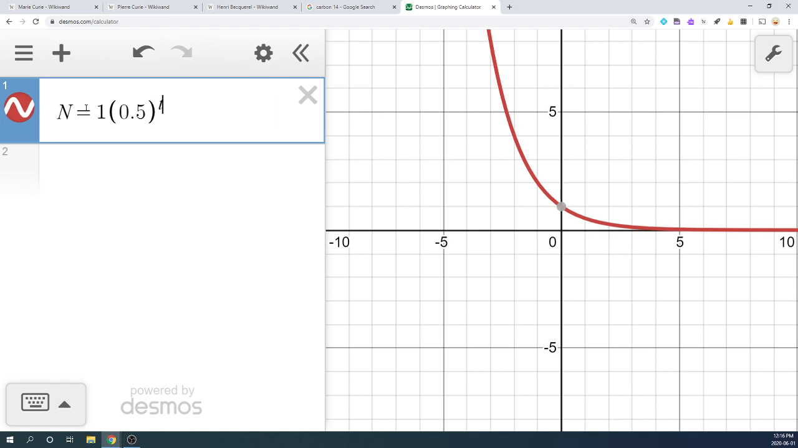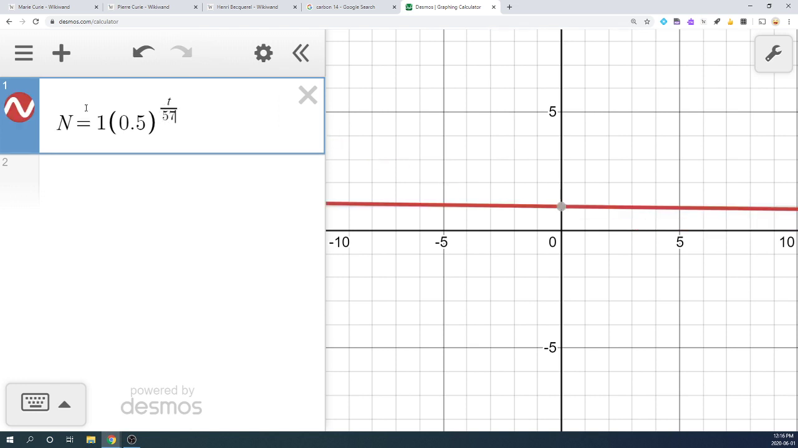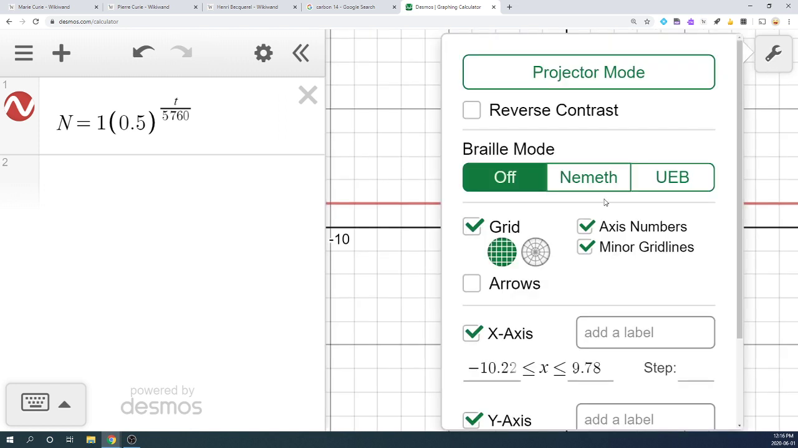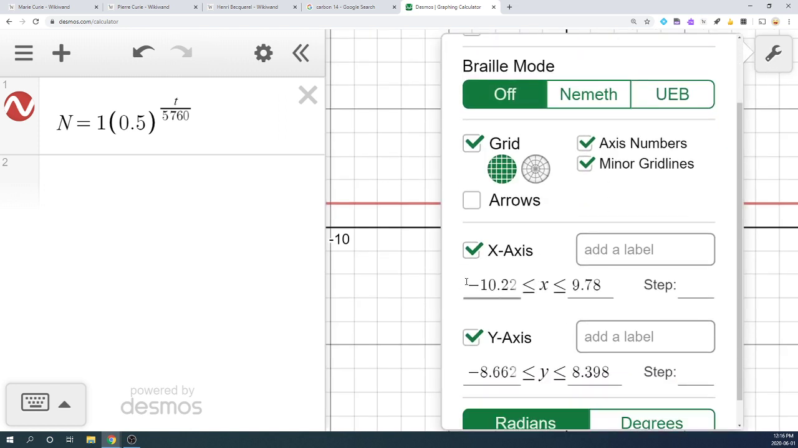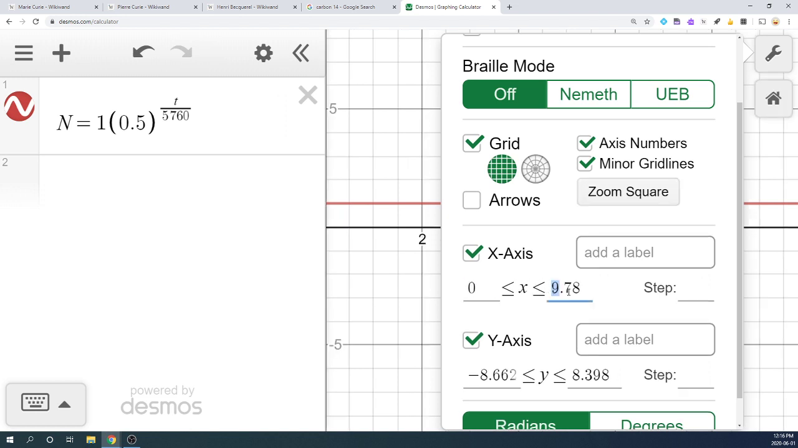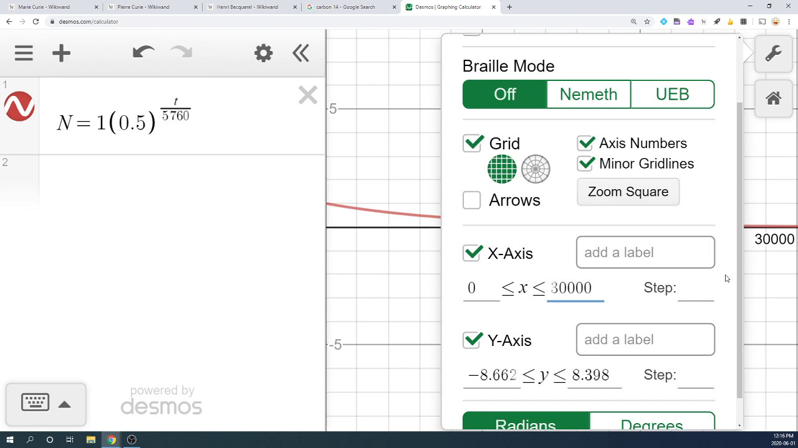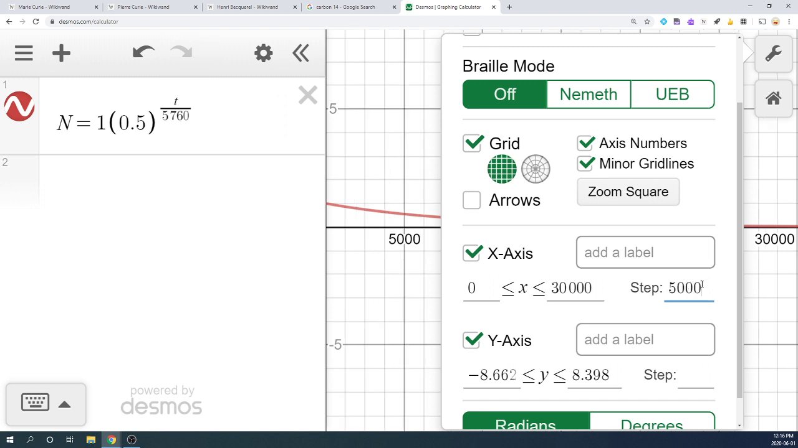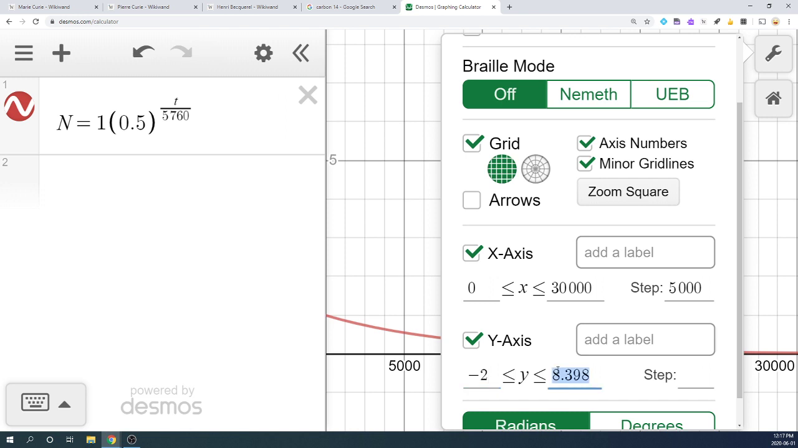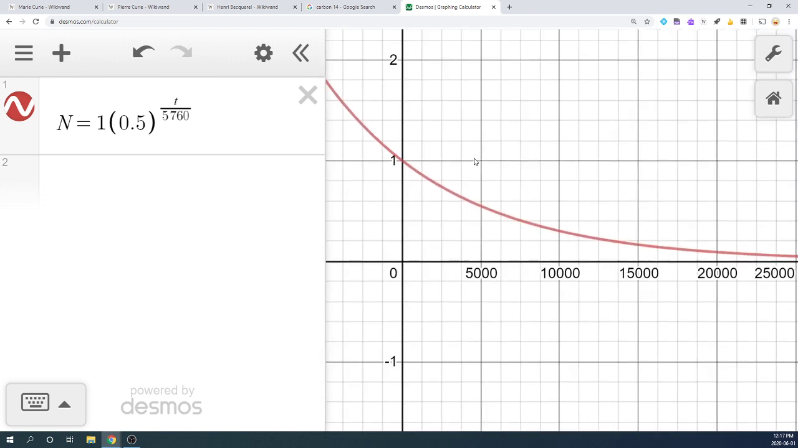So 0.5 raised to the power of T over 5,760. So we got to change our scale a little bit. It's going to take a long time, and that's actually on the x-axis, and it's going to take thousands and thousands of years. So let's actually say 30,000 years, and we'll go up by 5,000, and we'll say the axis is -2. Doesn't matter. 2 also doesn't matter, but fits everything in here.